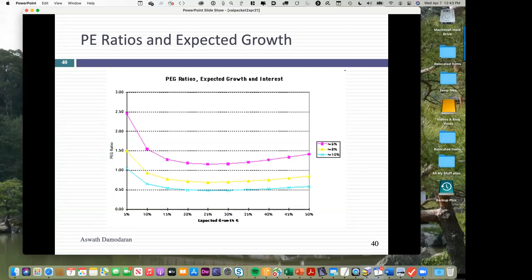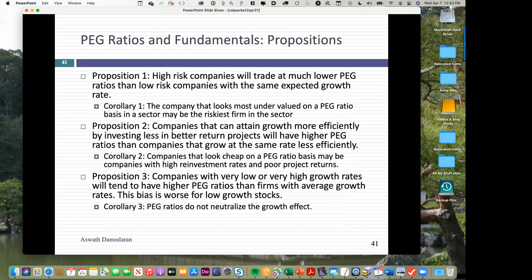So I know analysts like to use PEG ratios. Maybe you'll end up at a place where people use PEG ratios, but have that note of caution in your mind. PEG ratios can very quickly start to come apart. So here's the bottom line on PEG ratios. High risk companies will trade at lower PEG ratios than low risk companies. That's pretty clear. Companies that earn higher returns on equity, and deliver growth more efficiently, will trade at higher PEG ratios than companies that deliver growth less efficiently.